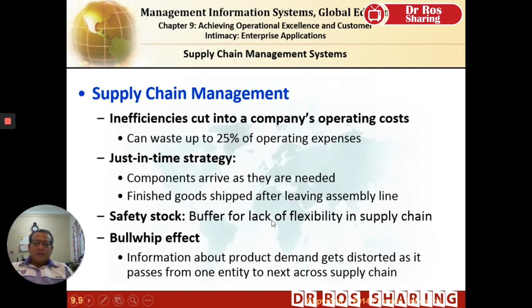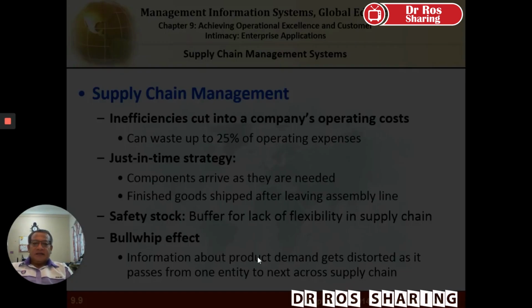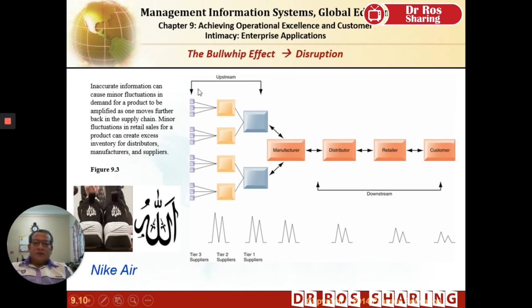Why is supply chain important? Because we need to avoid the effect of the bullwhip, right? The bullwhip effect is explained in the next slide. So this is the whole supply chain for Nike manufacturing shoes, right? From the upper stream, tier 3, tier 2, tier 1, and then this is the Nike factory, and later they supply to the distributor up to the customer at the downstream. So the bullwhip effect is the fact that if a manufacturer is facing a problem, for example, disruption in terms of their supply chain, for example, at the retailer, this will backstream affect the manufacturer, and also the upstream stage of the supplier too.